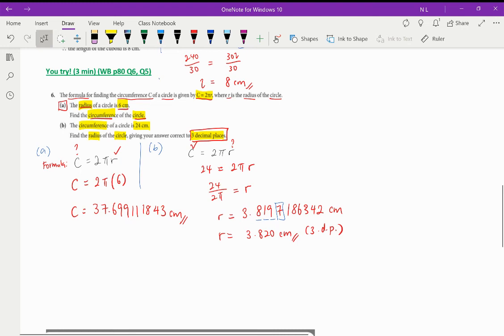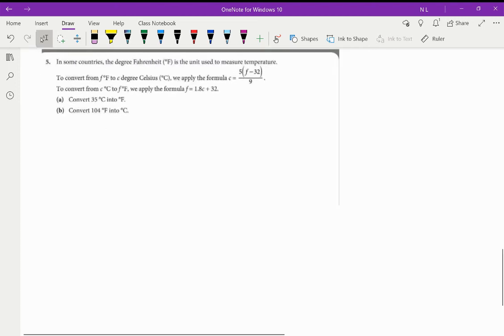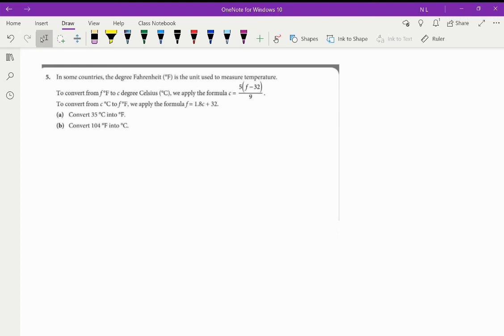Okay, so don't be afraid of this type of question. It's always the easiest question to score marks. So let's look at the next one, question 5. For question 5, same thing also. They tell us that some countries use Fahrenheit to measure temperature. So in order for us to convert from Fahrenheit to degrees Celsius, I need to apply this formula here: C equals 5 times (F minus 32) divided by 9. And in order for me to convert from degrees Celsius to Fahrenheit, I need to apply this formula here: Fahrenheit equals 1.8 times degrees Celsius plus 32.